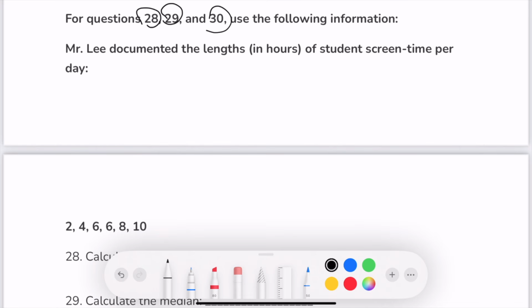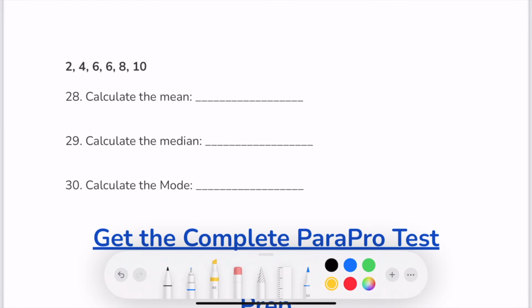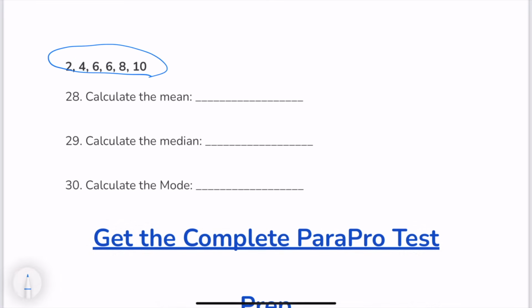It says to use the following information. Let's go ahead and read this. Mr. Lee documented the lengths in hours of students' screen time per day. All right, let's look down here and see what we're working with. I see first and foremost that we have a string of numbers. Looks like 1, 2, 3, 4, 5, 6. We have 6 numbers, and oh, now I see what we're looking for.